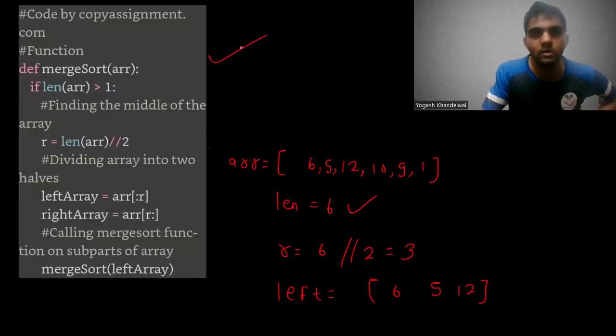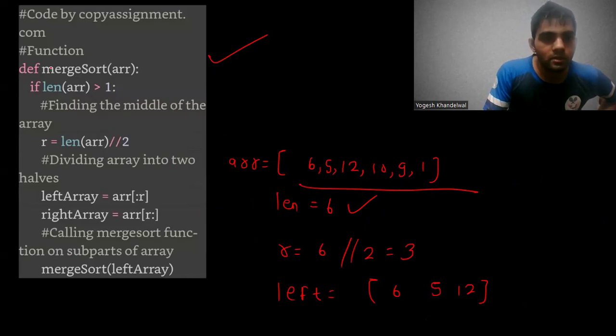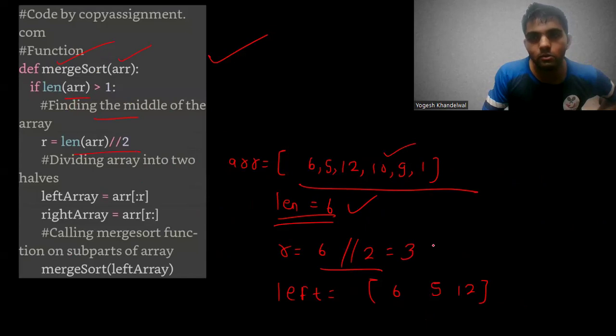So this is our code, and let's see how this code works by an example. So we take the same array 6 5 12 10 9 1. First we define the function merge sort and we pass it an array, and if the length of the array is greater than 1, in our case the length is 6, then we find the middle of the array by 6 double slash divided by 2, so it will give us the integer part, which is 3.